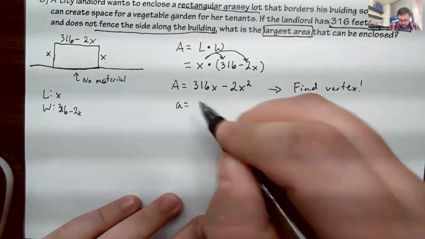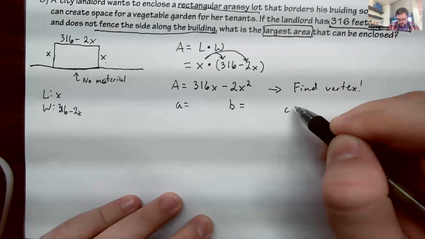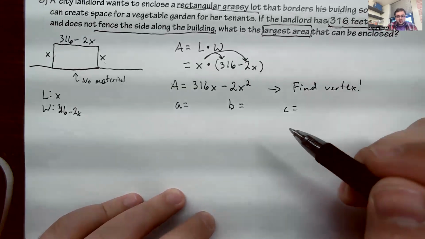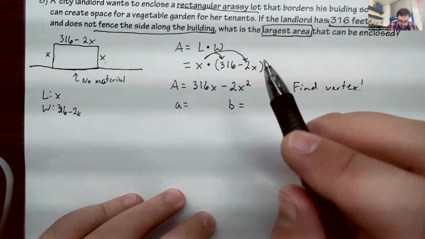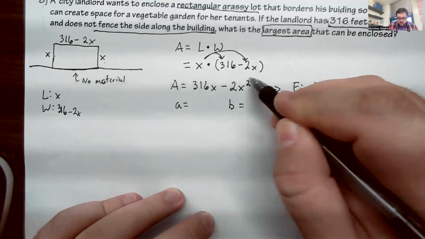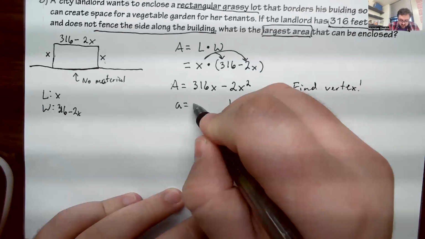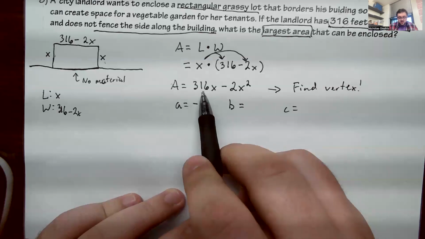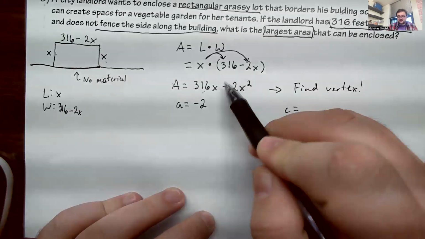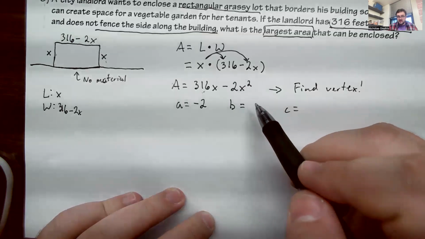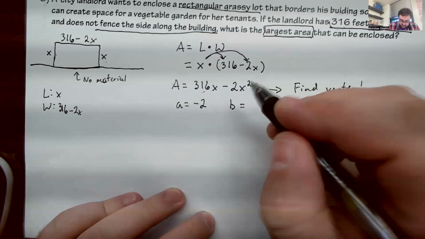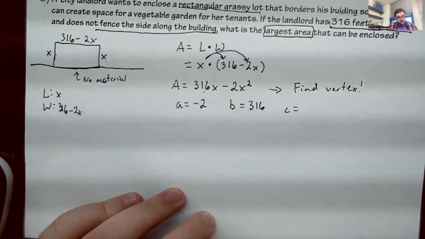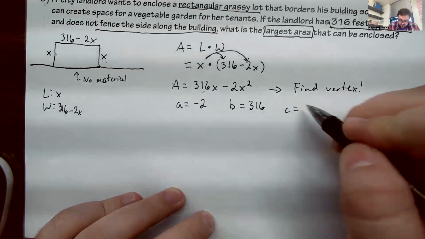We start by identifying our a, our b, and our c. Be careful on this step. My a value is the number in front of my x squared. What's in front of my x squared here? -2. A lot of people are tempted to take the a value as the first number, but really a is whatever's in front of my x squared. My b value is going to be whatever is in front of my x. So in this case, we'll get 316. And my c value, there's nothing, so we're just going to say c equals 0.